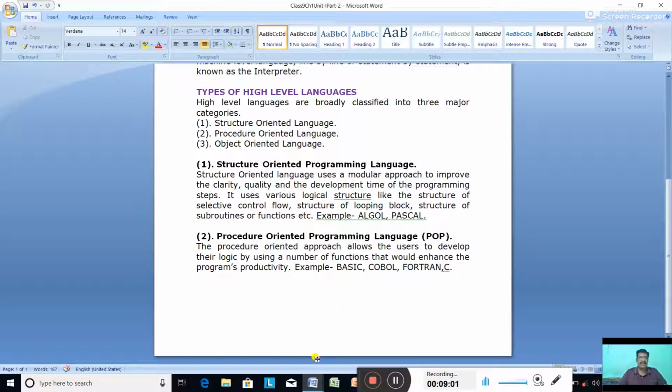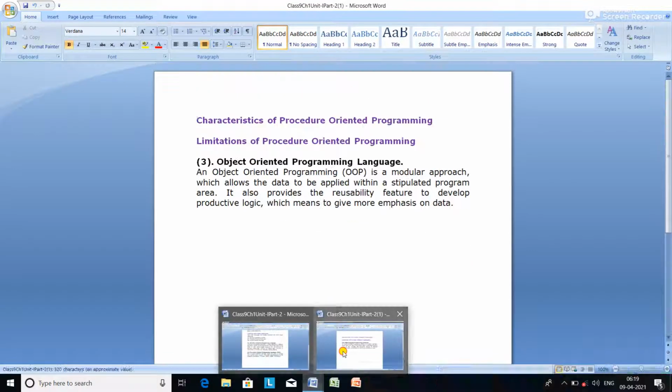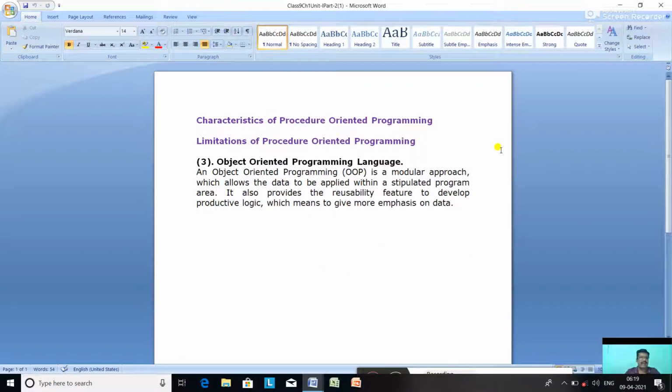Now we have some characteristics of procedure-oriented programming. First, emphasis is given on function. Second, functions share global data. Functions share what? Global data. Third, data values can keep floating from one function to another. Fourth, it uses top-down approach. We write the program from top to bottom.